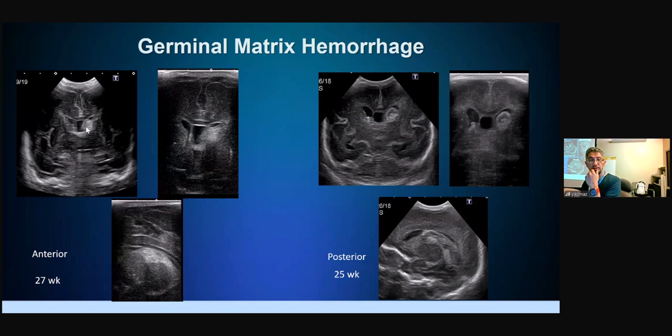So this is a typical germinal matrix hemorrhage, anteriorly located, at 27 weeks. But in a 25 weeker, you can also have a posteriorly located germinal matrix hemorrhage because there's still some germinal matrix posteriorly along the lateral ventricle.